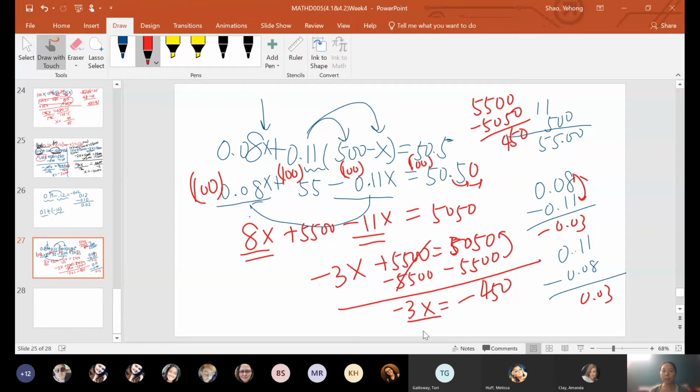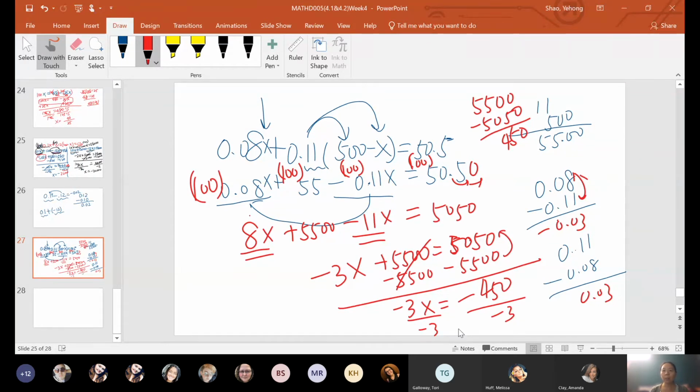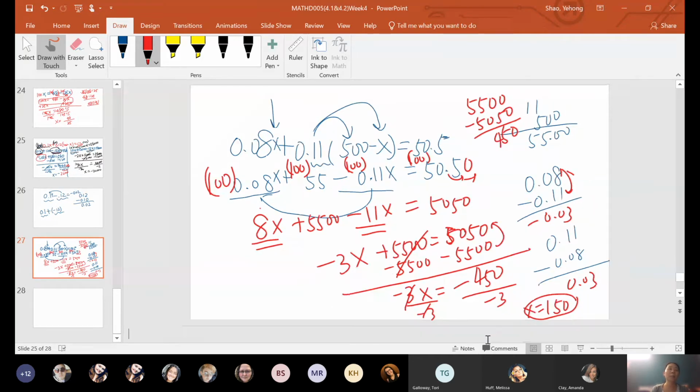Okay, now let's divide both sides by negative 3. And that gives us x equals, negative divided by negative will be positive, 450 divided by 3, that's going to be 150. If you cannot see that, do long division. When you take the exam, I will not give you really big numbers. It takes so much time to do. It's just going to be very small numbers. Okay. All right, so that's another example for that.